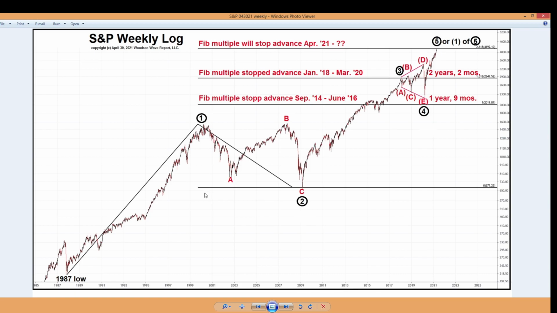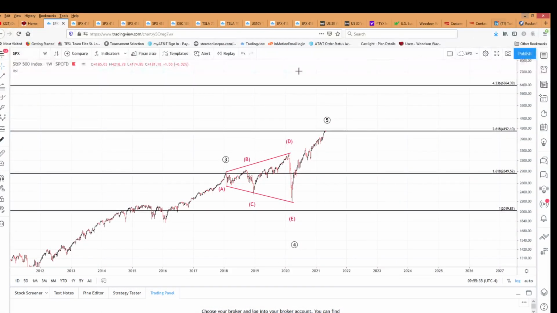This is either 5 and completes the advance from the 87 low, or it's just one of 5. We will know as this decline unfolds to what degree of trend the decline will be. And we can get into our Fibonacci time spiral, but that also calls for a high now. So we got time and price and multiples calling for at least a pause in the advance now. Okay, so that is the bigger picture.